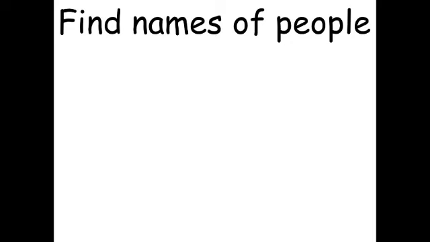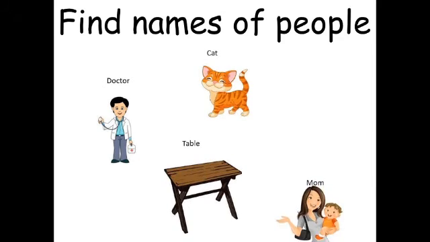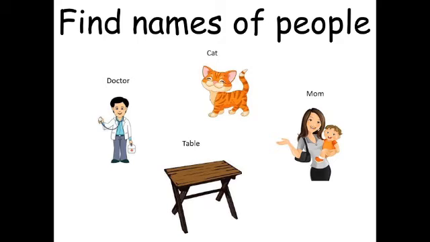Let's do a small exercise. You have to find names of people, and your options are doctor, cat, table, mum. I know you know it. Mum is a name of a person, and doctor is a name of a person as well. Very well done. Let's move forward.